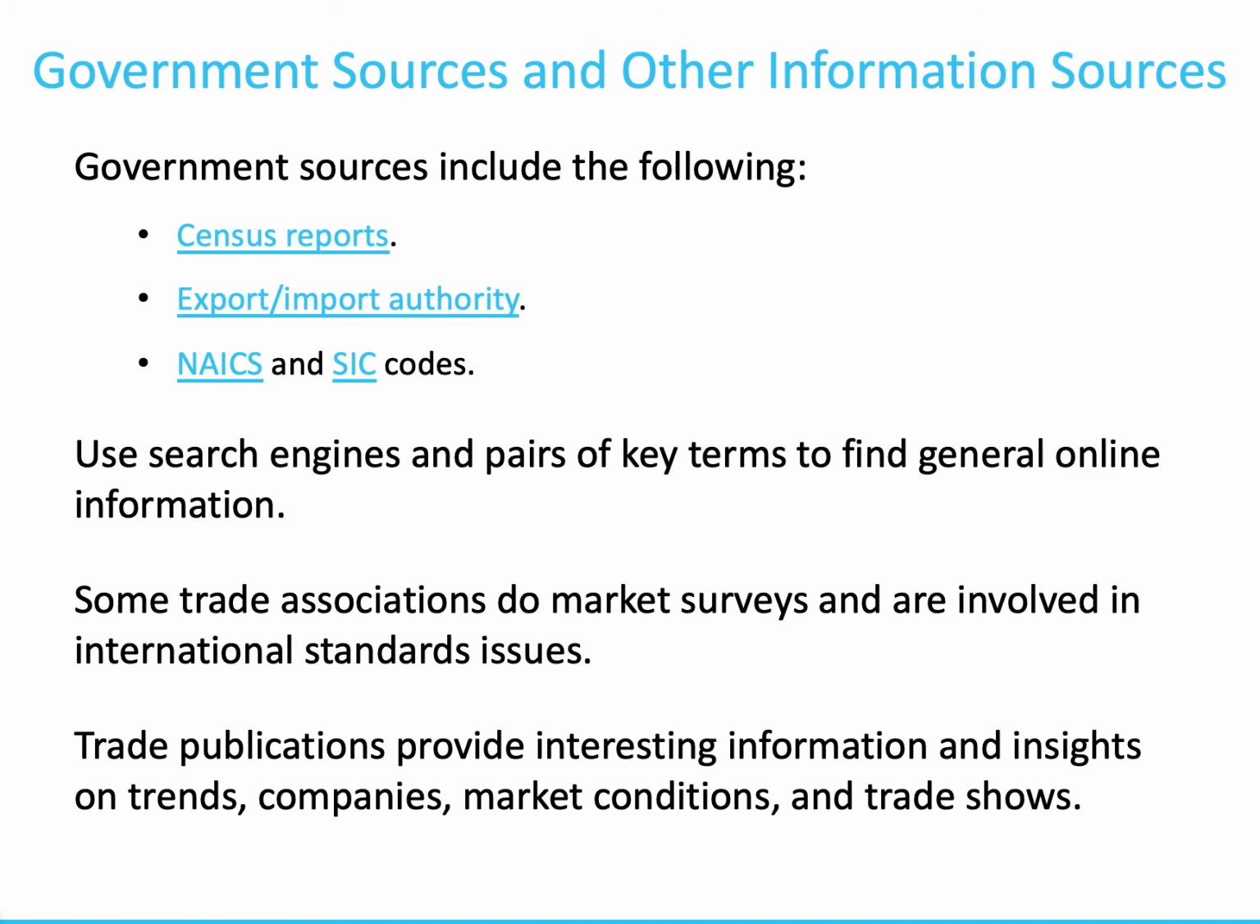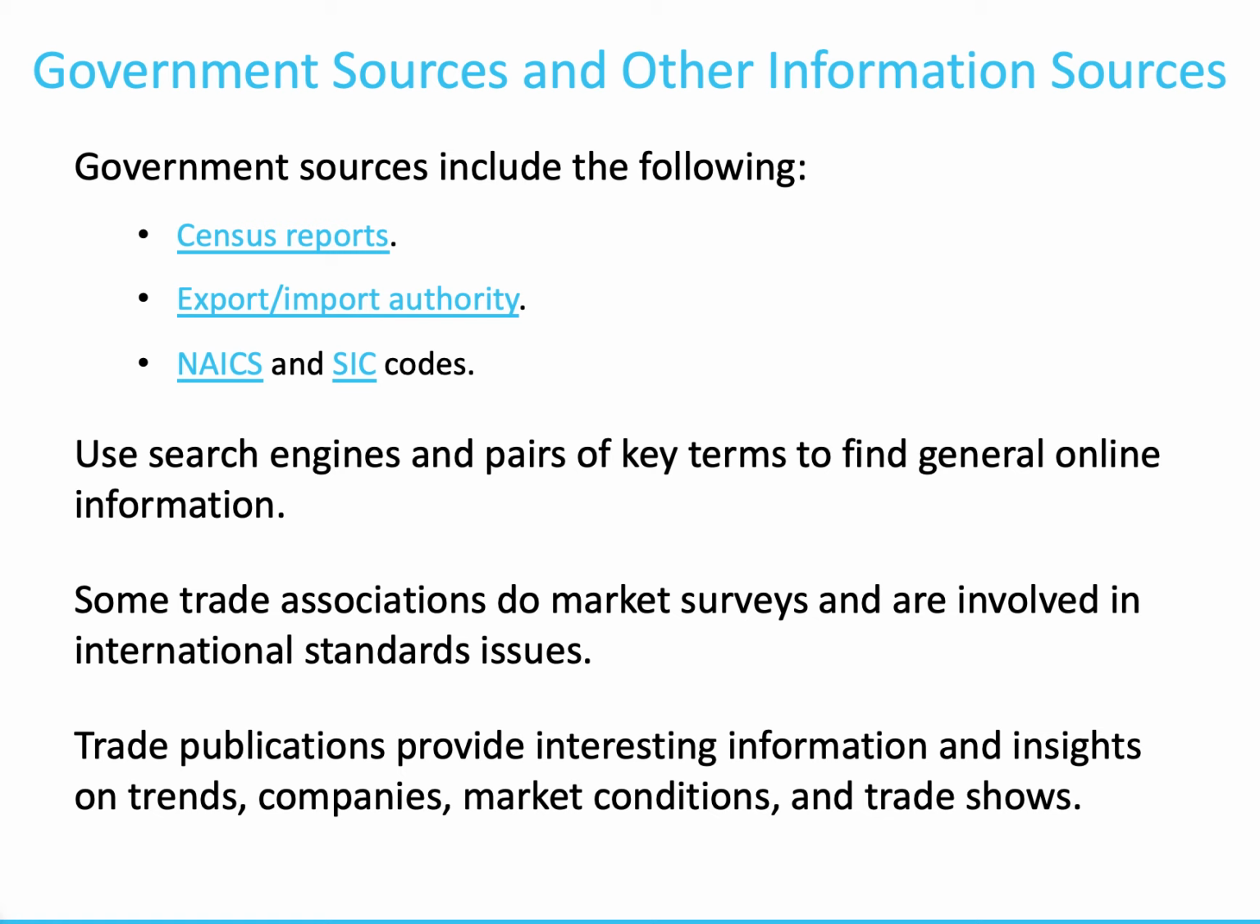What about some more free type sources? Government sources, because your taxes have already paid for them. You might as well use them in other information sources. The government sources include census reports. You have the Export-Import Authority, which can give data on international trade. Again, the NAICS and the SIC codes that you can all pull for free.